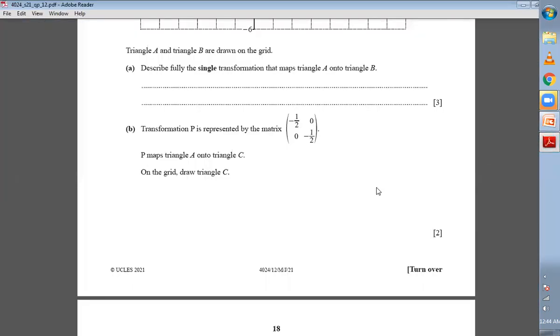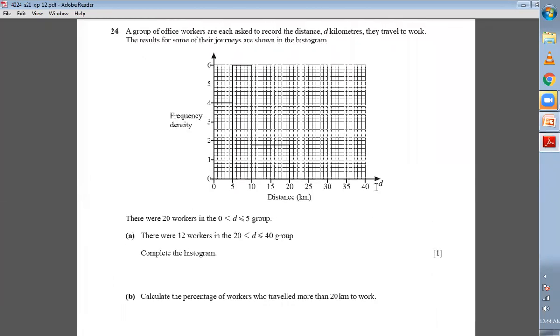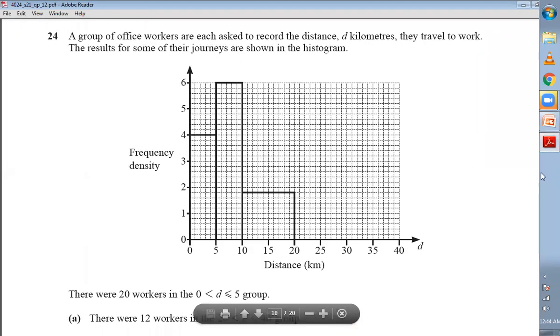Okay, so we are done with question number 23. Let's go to the next question. Question number 24 is coming up on your screen. Let me increase the size so you can see it more. A group of office workers are each asked to record the distance D kilometers they travel to work. The results of some of their journeys are shown in the histogram. On the y-axis the frequency density is represented, and on the x-axis the distance traveled.